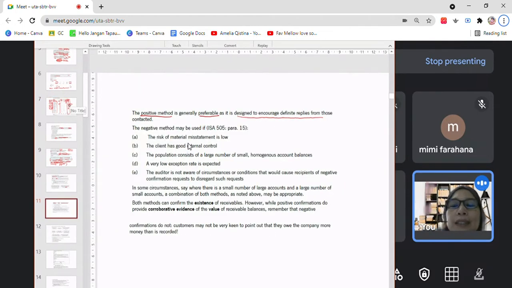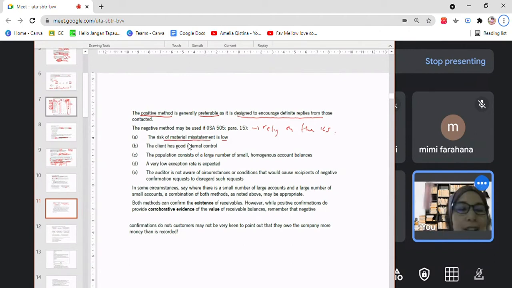Okay. When is the negative method used? The negative method may be used if the risk of material misstatement is low. So as I said just now, when the auditor relies on the internal control system, the risk of material misstatement is low. Okay, what is the risk of material misstatement?